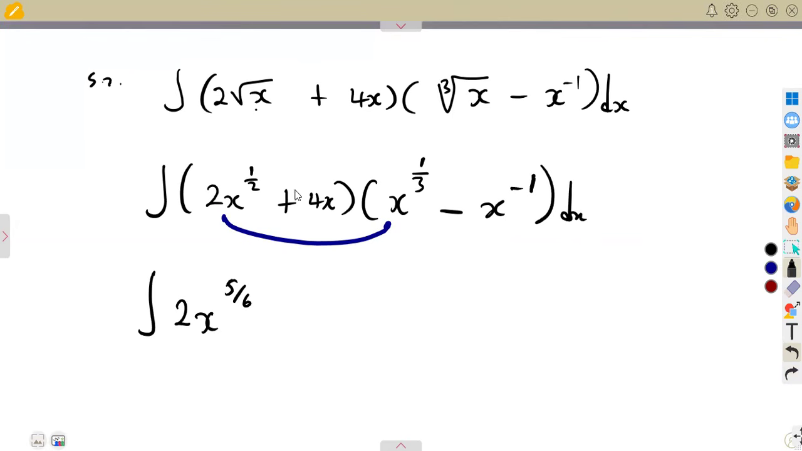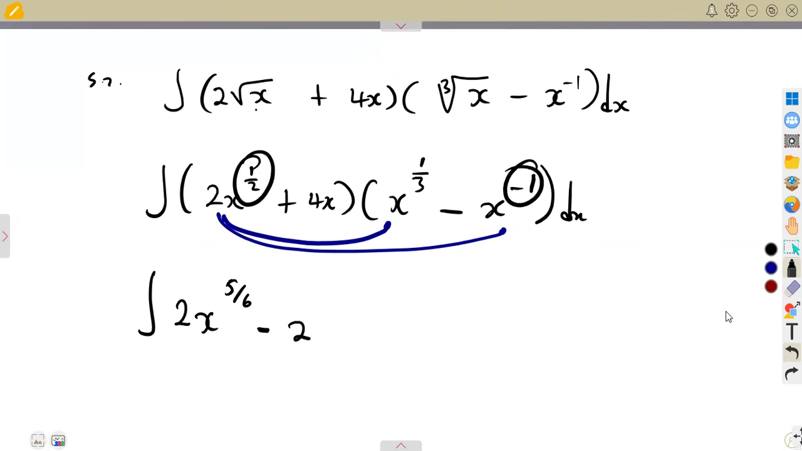Same thing, you multiply 2x to the exponent of half by x to the exponent of minus 1. That was going to be a negative 2. You add the exponents because you're multiplying the bases which are the same. Half plus minus 1 is minus half. So that's x to the exponent of minus half. These are laws of exponents. We are not integrating yet; we haven't started to integrate. We are just simplifying. Move on.